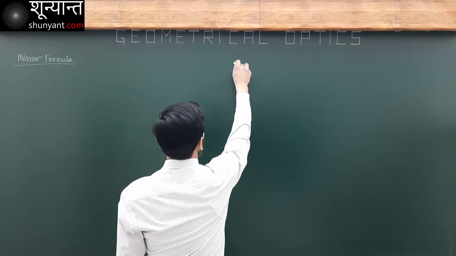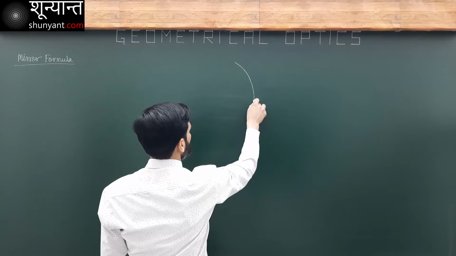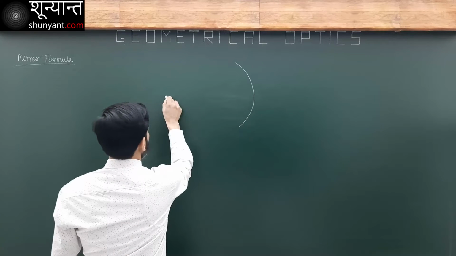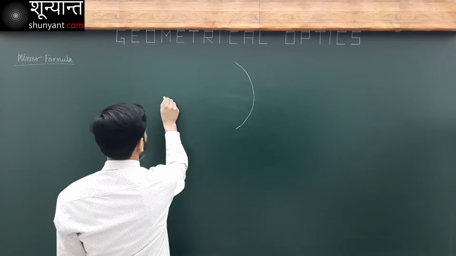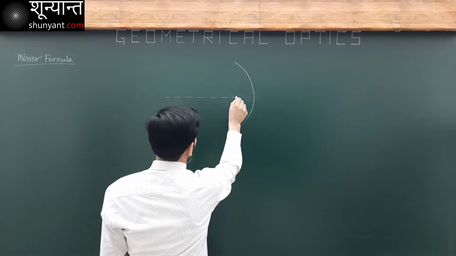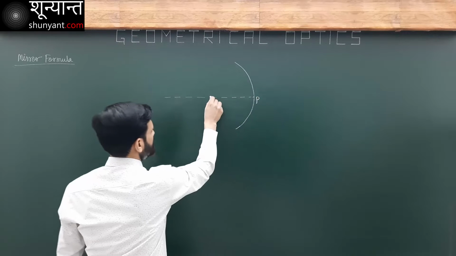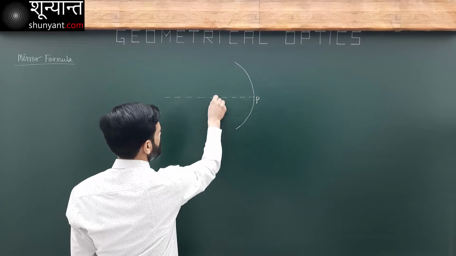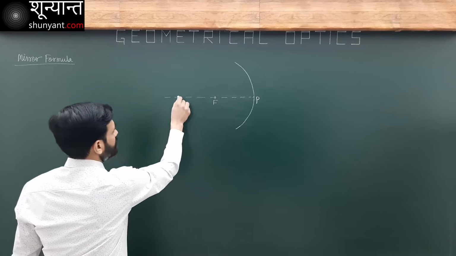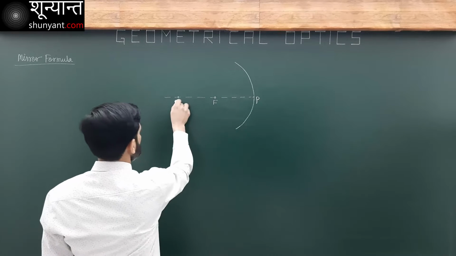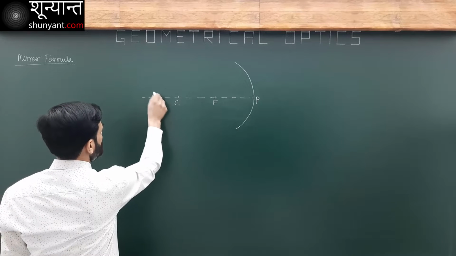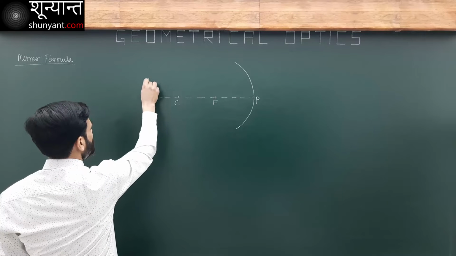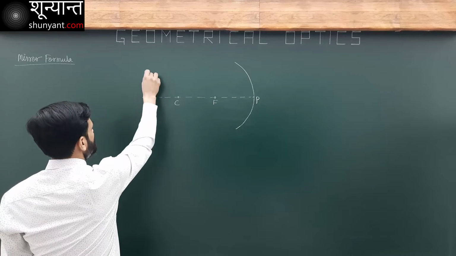Now let's define a few terms here. Let's say that I have this mirror. This is the pole of the mirror. This is, let's say, my focus. This is the focus, and this will be the center. Let's say that my object is kept here at some distance. This is our object AB.